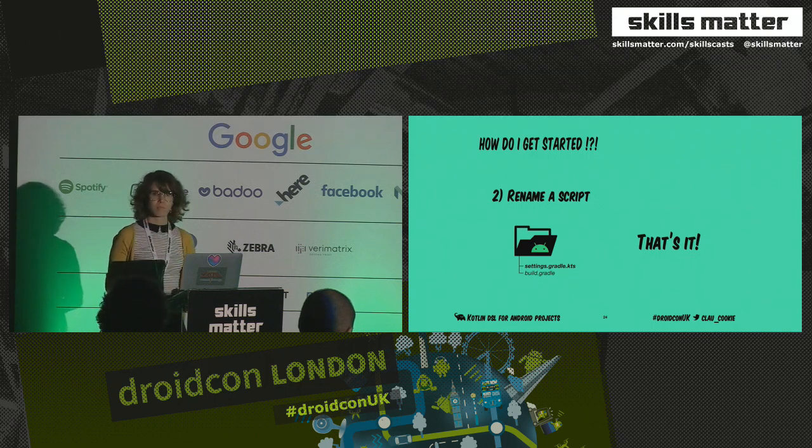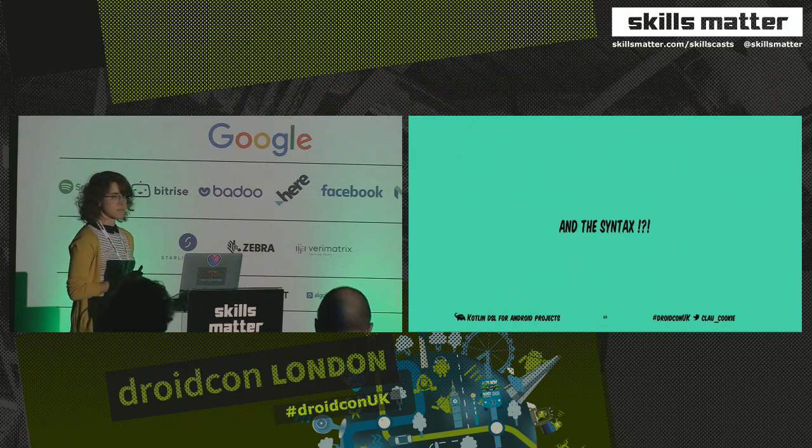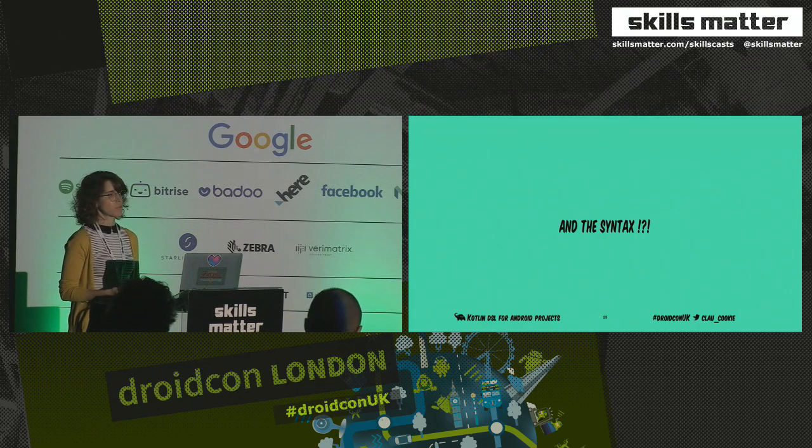So that's it. Once you change the extension of the file, you can start changing the content. But what about the syntax? What do I need to change from Groovy to Kotlin? There are three main differences when you migrate your scripts, and they're very, very simple.